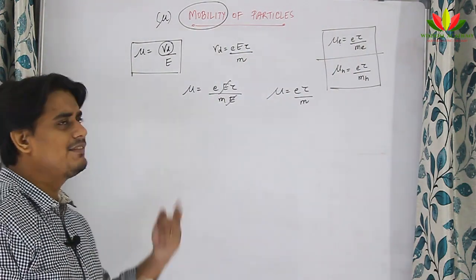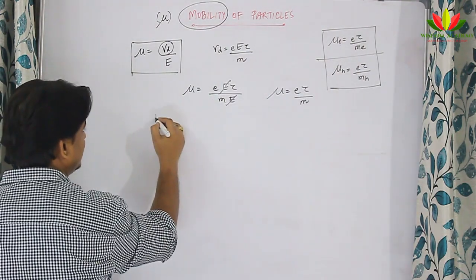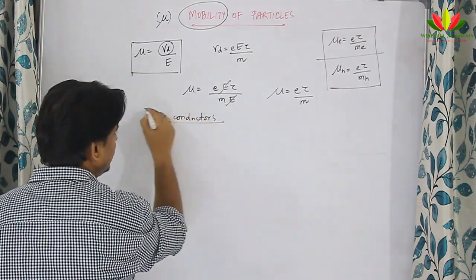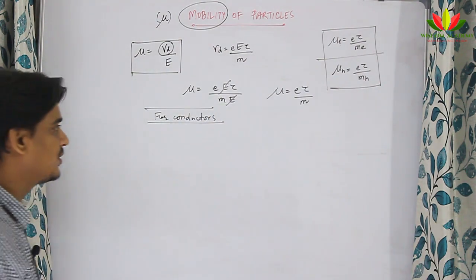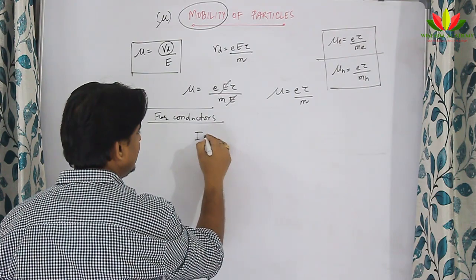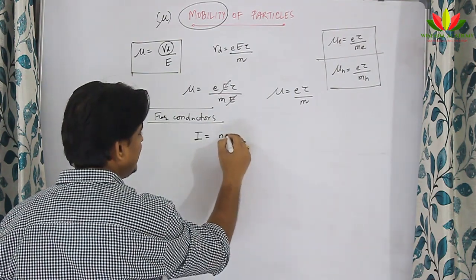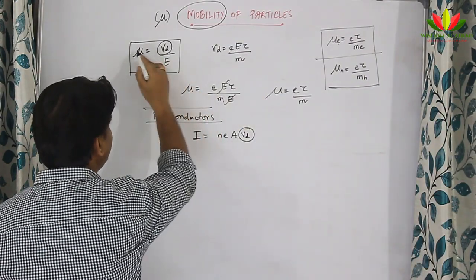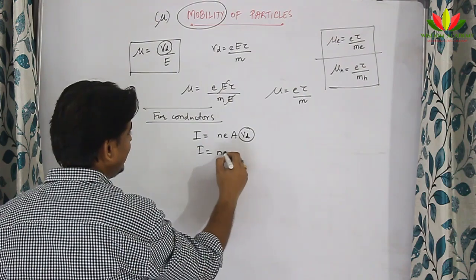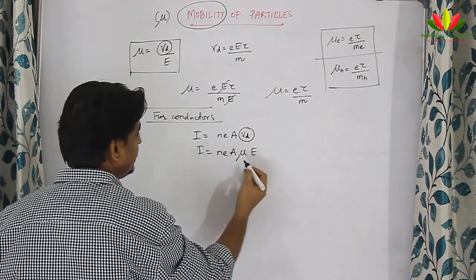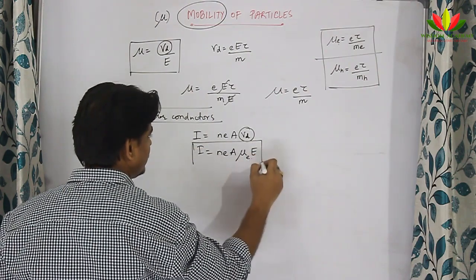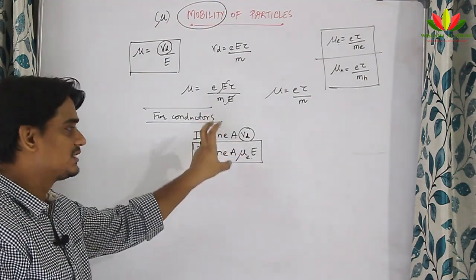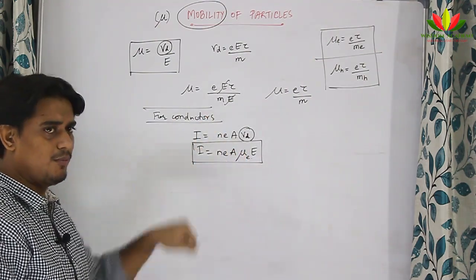Let us relate this mobility with the current. So first we will see for conductors. For conductors, who is responsible for the movement of charges? Electrons are responsible. So I is equal to NEA into Vd, right? So we can put the value of Vd from here. Vd is mu into E. So I will become equal to NEA mu into E, with mu for electron. So we have derived a relationship between the current and the mobility for conductors, because in conductors we have only electrons as the mobile charge carriers.